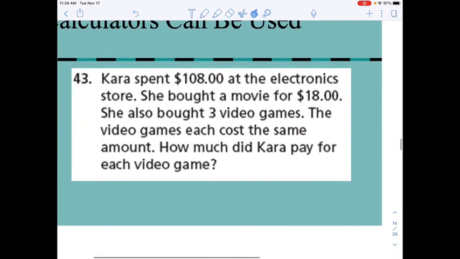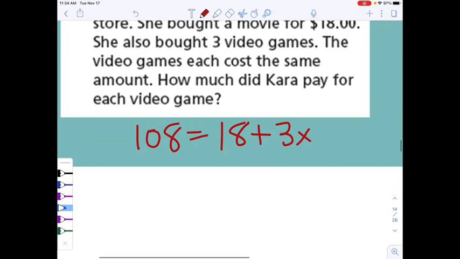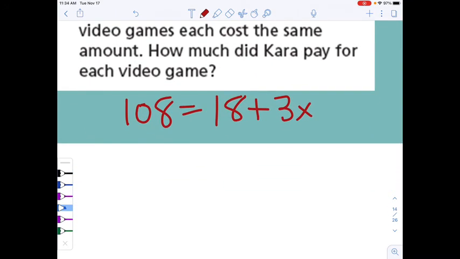Okay, last one. Kara spent $108 at the electronics store, so a total of $108. She bought a movie for $18, so that's a one-time cost of $18. She also bought 3 video games. The video games each cost the same amount. So 3 video games, they each cost the same amount. We're going to write that as 3x. How much did Kara pay for each video game? Well, looking at this equation, I need to first take 18 away from both sides.